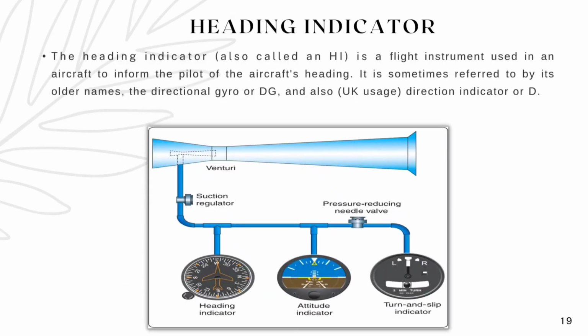Heading indicator. The heading indicator, also called the HI, is a flight instrument used in an aircraft to inform the pilot of the aircraft's heading. It is sometimes referred to by its older names, such as the directional gyro or DG, or in UK usage, the direction indicator or DI.